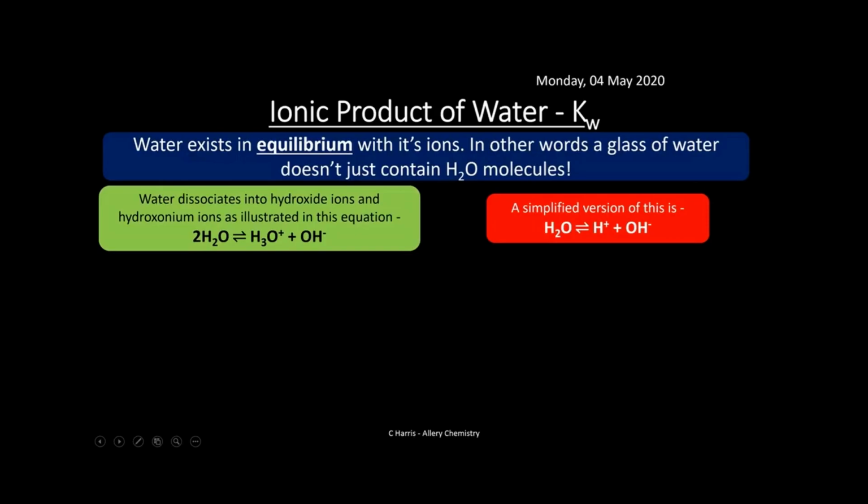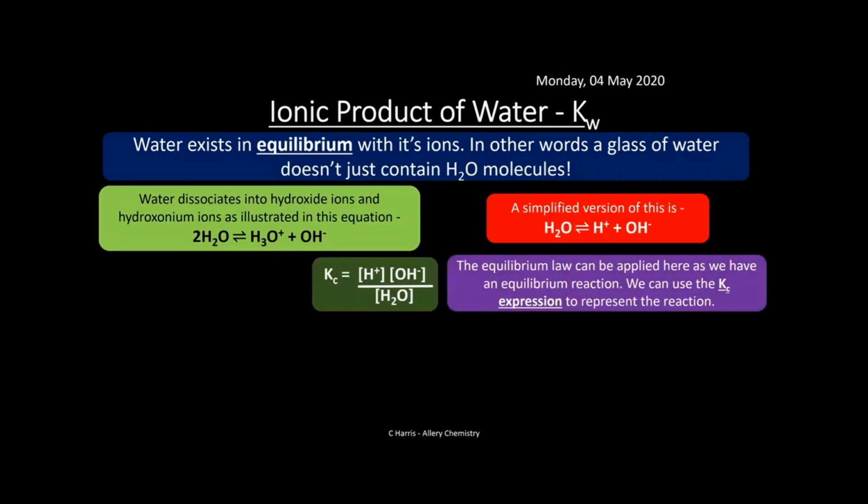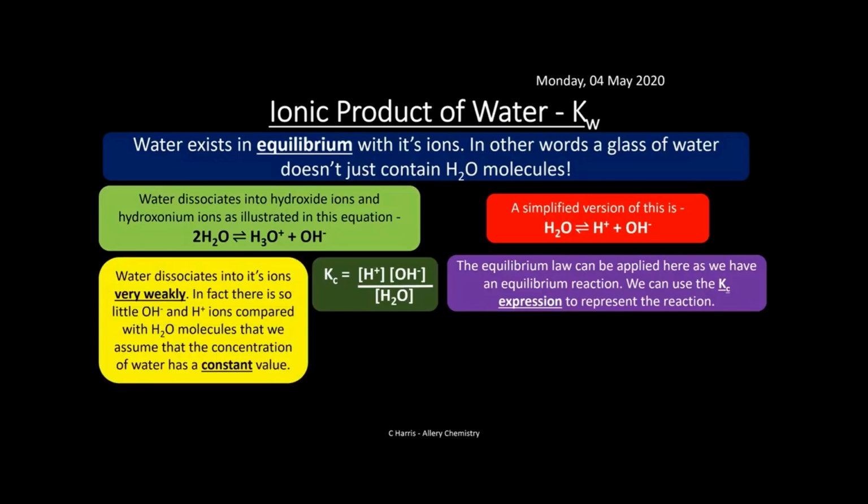This is probably easier to work with, but you've just got to be aware that H+ really exists as H3O+. Okay, so the equilibrium law can be applied. This is where I mentioned Kc. It's an element of Kc, but specifically to do with water. The equilibrium law can be applied as we have an equilibrium reaction, so we can use the Kc expression that we saw in a previous video on equilibria to represent the reaction. We've got H+, OH-, and H2O. Remember, it's always product over reactant when we're looking at equilibrium laws.